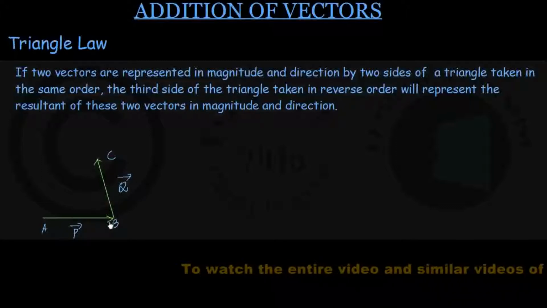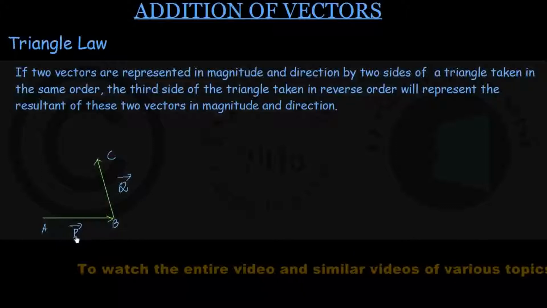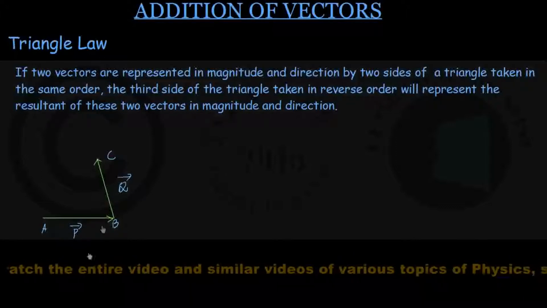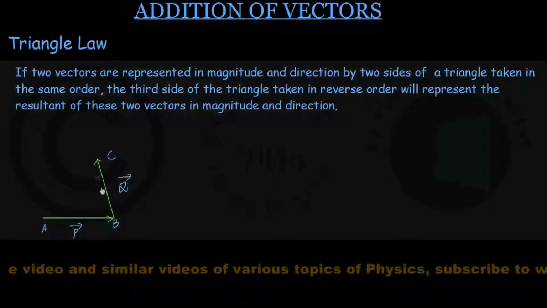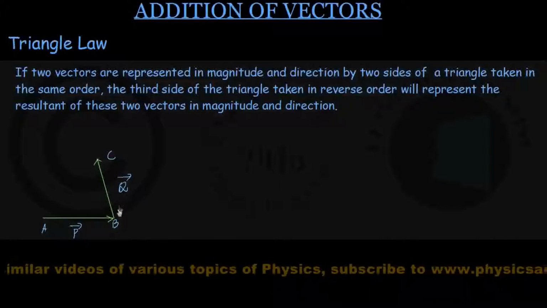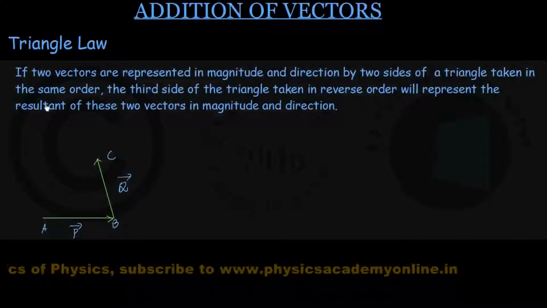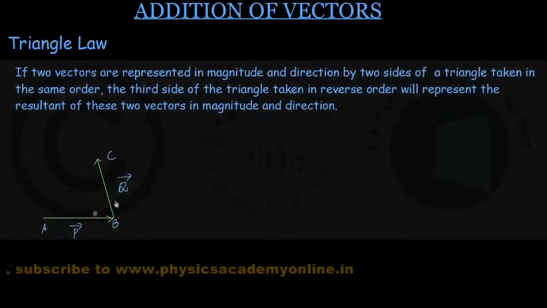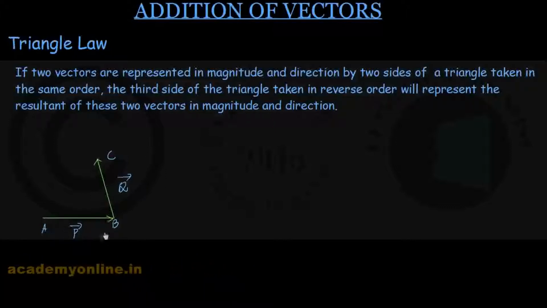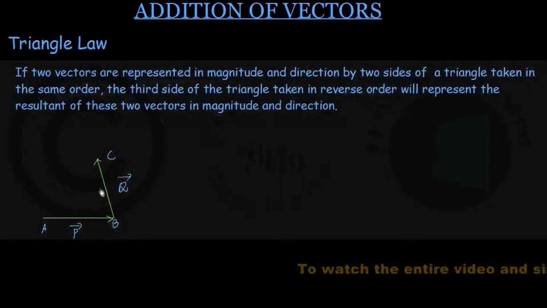That means the length of AB represents the magnitude of the vector P and the direction of P is along this line AB. Similarly, the length BC represents the magnitude of vector Q and the direction of Q is the same as BC. By two sides of a triangle taken in the same order. Now, the meaning of taken in same order is that it's A to B, B to C. It means the first one, A, is called the tail and B is the head. And the first vector P's head and the second vector Q's tail coincide, so that you go A to B, B to C. You are going actually anti-clockwise here. That is same order.